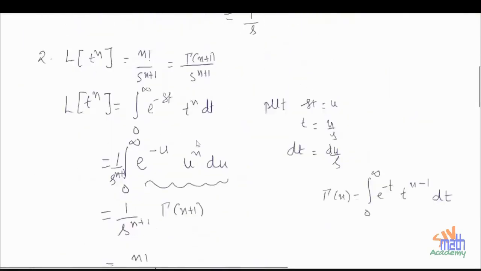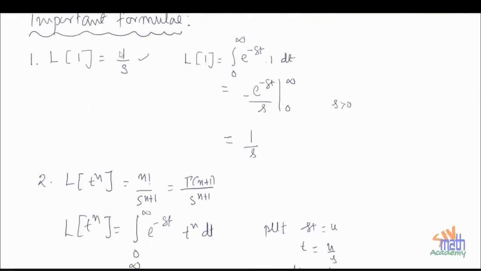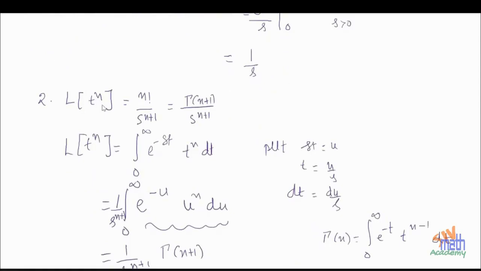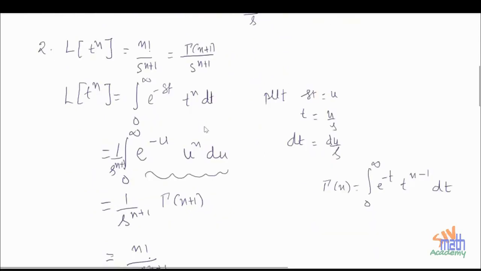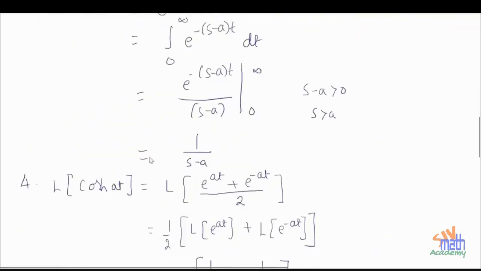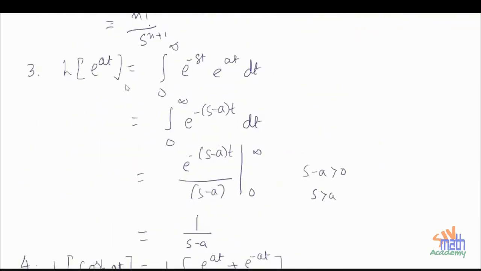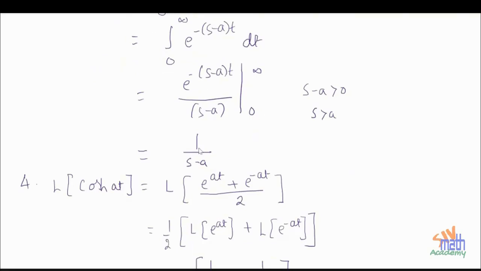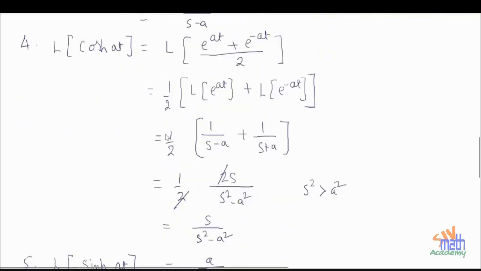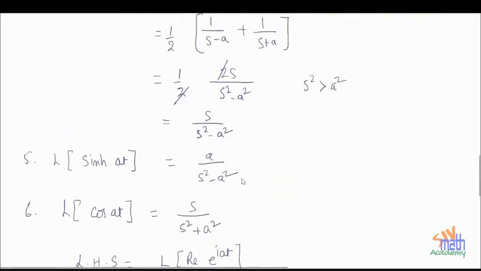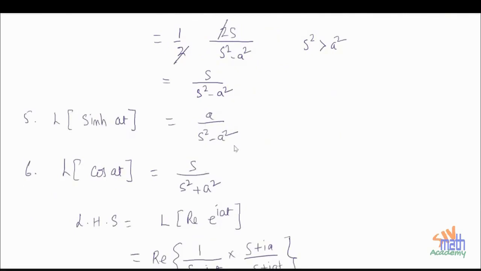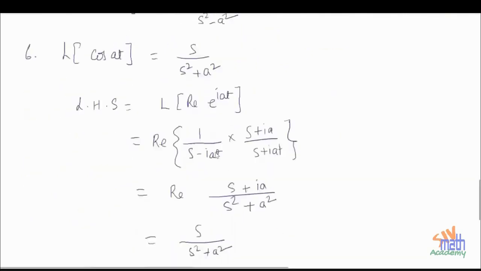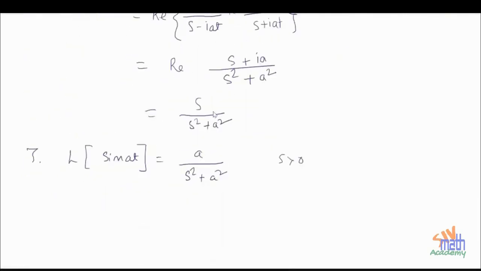Just revisit once again what we have established. L of 1 is equal to 1 by s. L of t power n is equal to n factorial by s power n plus 1, or gamma n plus 1 by s power n plus 1. Then L of e power at is equal to 1 upon s minus a. And similarly, if you would have taken minus at, then it would have been 1 by s plus a. Cosh at will be s upon s square minus a square. Sinh at is equal to a upon s square minus a square. And this will be equal to this much, you are getting this formula.